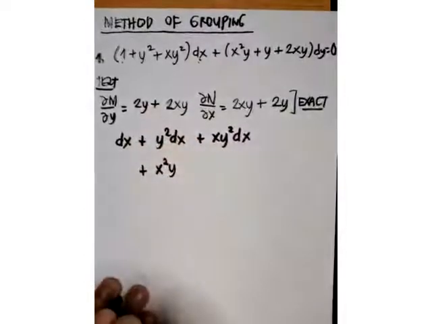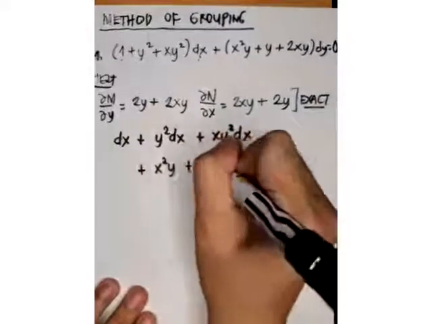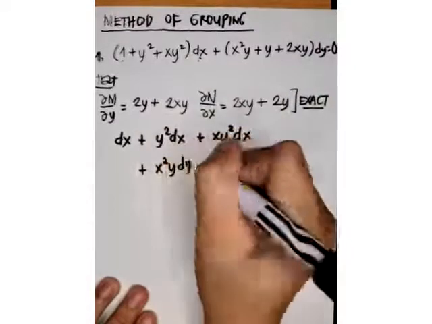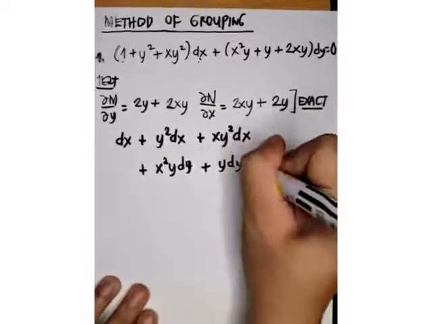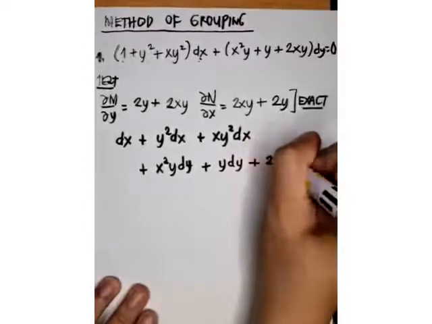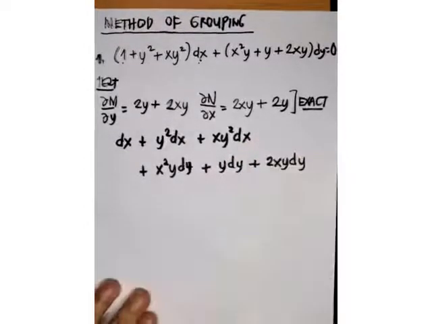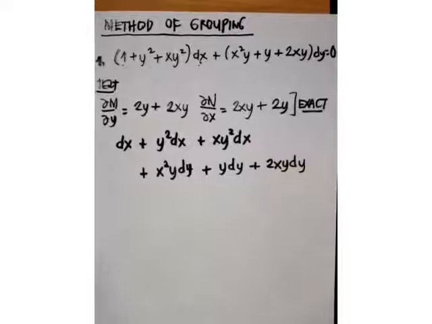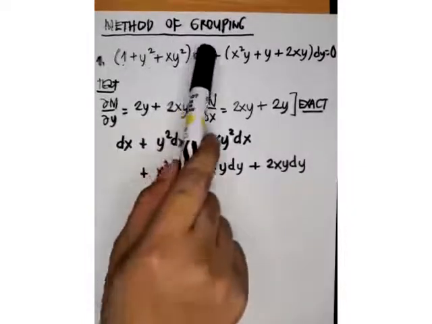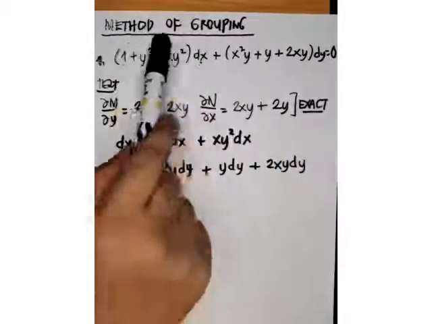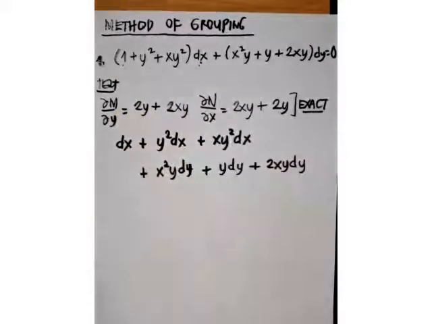And then ito, plus x squared y dy. Plus y dy. Plus 2xy dy. Huwag nyo nang ilalagay yung 0. Yun lang. Distribute nyo yung mga terms. Exact siya. And then distribute nyo yung dx and dy dun sa mga terms. So after that, we will integrate one by one.